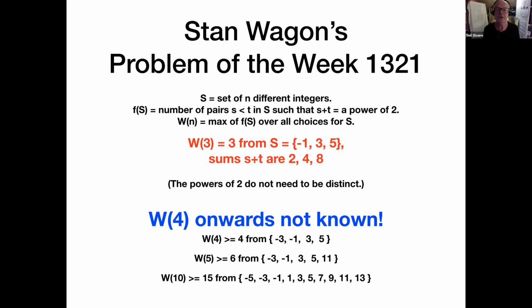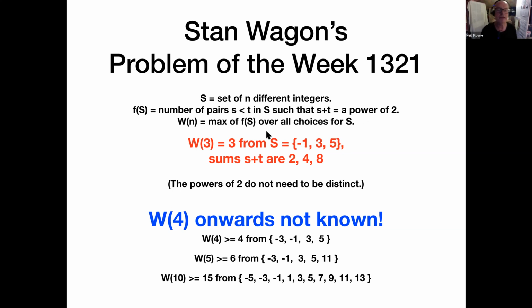And what you do is you look at the sums of pairs of distinct elements in S. So n choose 2 sums. And you're only interested in cases where the sum is a power of 2. If it's not a power of 2, forget it. And then W of n, I called it W of n for Stan Wagon, is the maximum number of sums of pairs that you can get with n starting numbers.